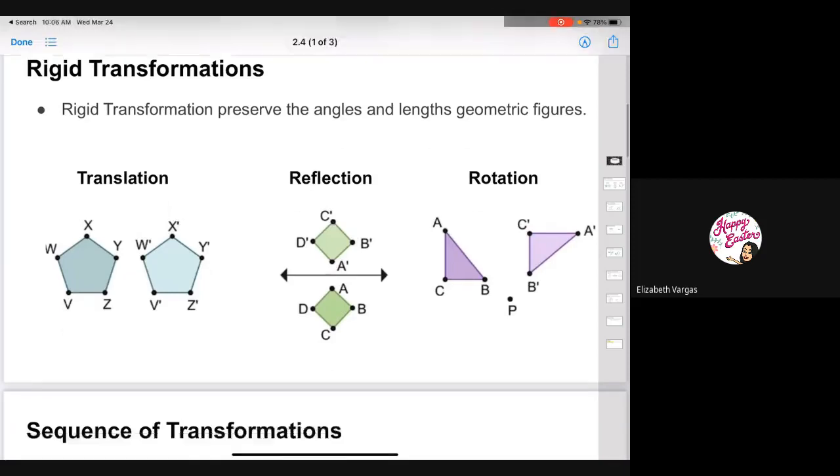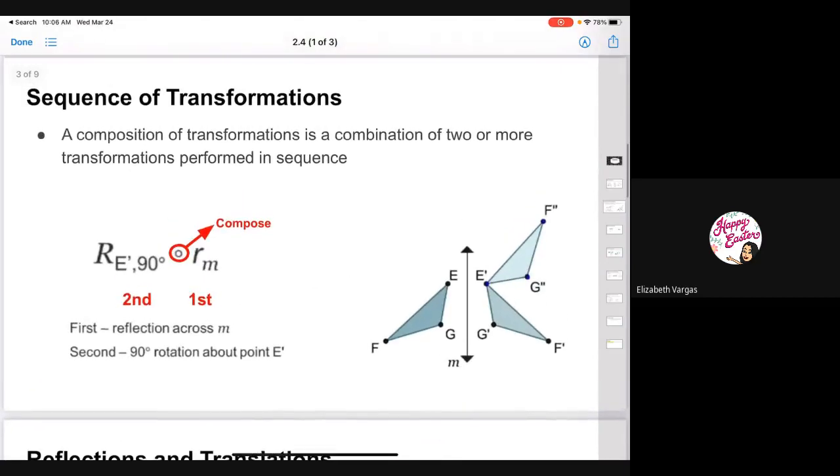What a composition basically is, it's a sequence of transformations that occur one after the other. A composition of transformations is a combination of two or more transformations performed in sequence. For example, we can have a rotation and then a reflection, or a translation and then a rotation. So it's multiple types of these transformations happening one after the other.